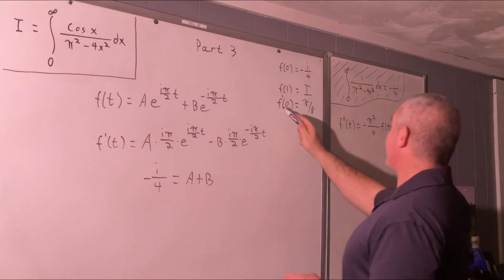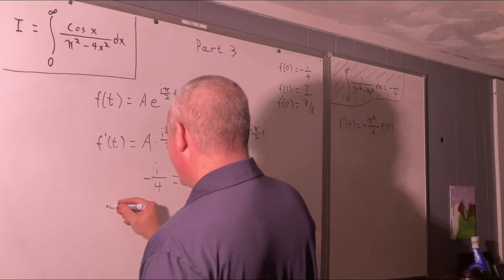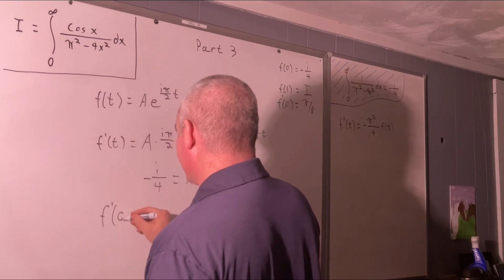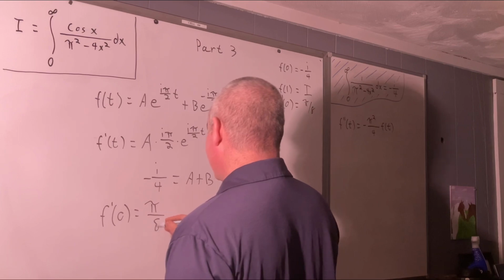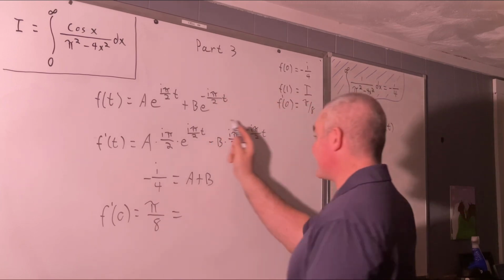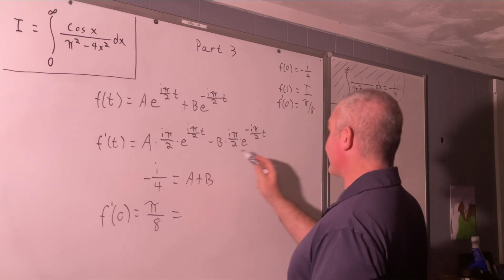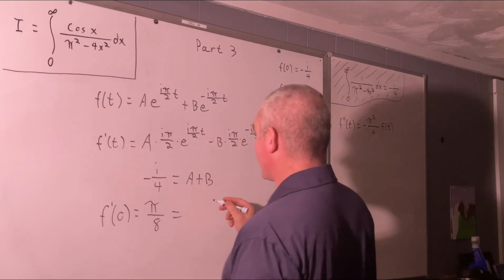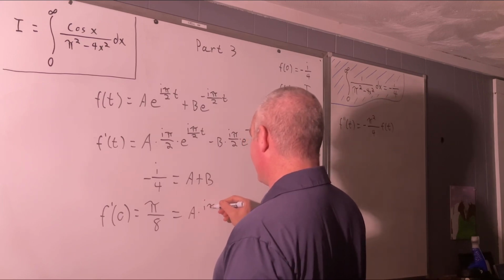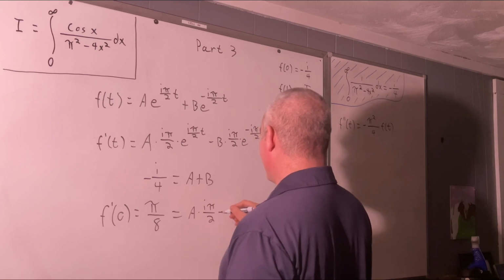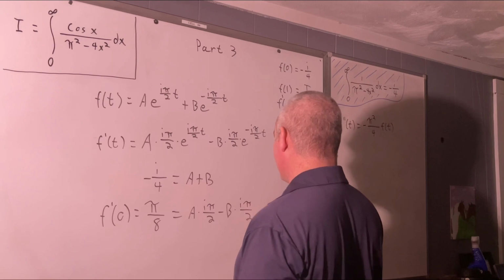All right, now let's use f prime of 0 is equal to pi over 8. What do we get? So f prime of 0 is equal to pi over 8, which in turn is equal to this thing at t equal to 0. Well, if t is equal to 0, these exponential terms just go away. So we're left with a times i pi over 2 minus b times i pi over 2.